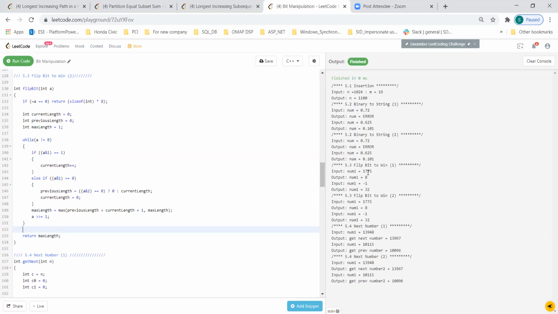Okay, so this is what the flip one will be like. If we have 1775, then the output will be 8. And if we have -1, it will return -32. So for both approaches, we get the same values.